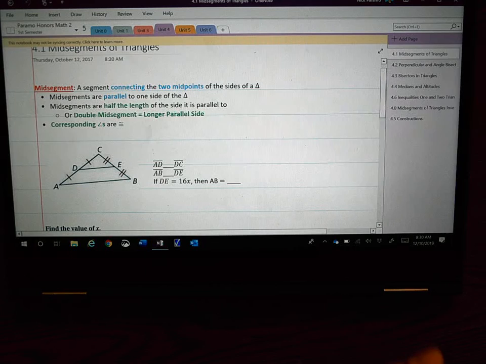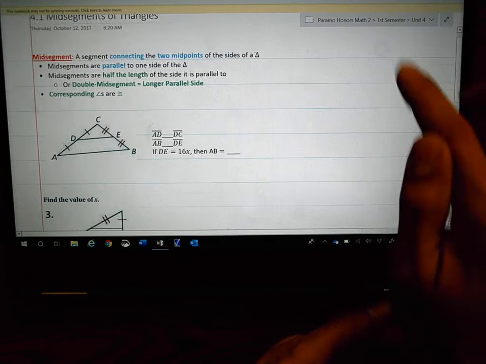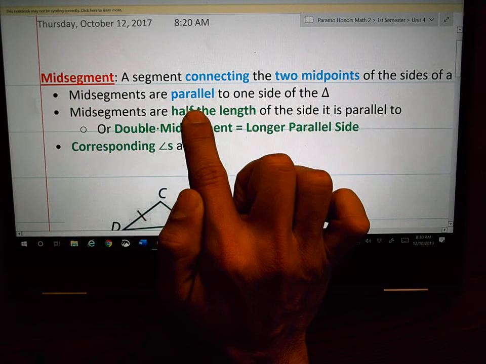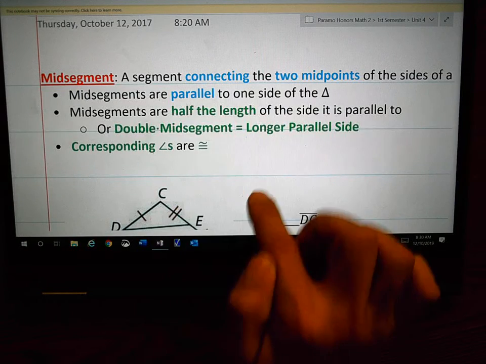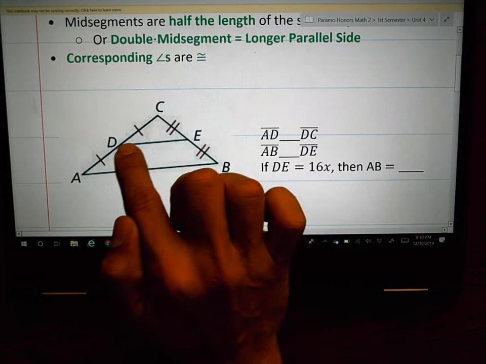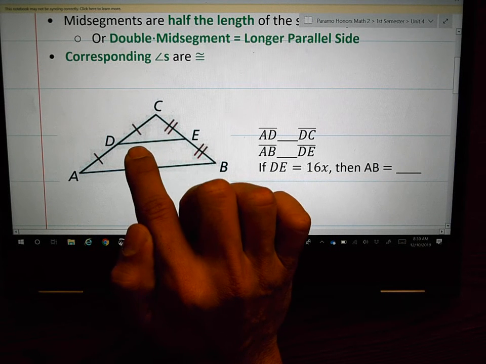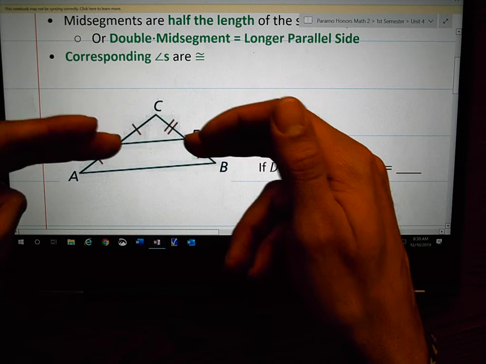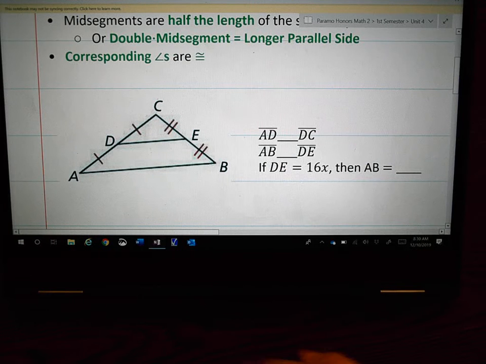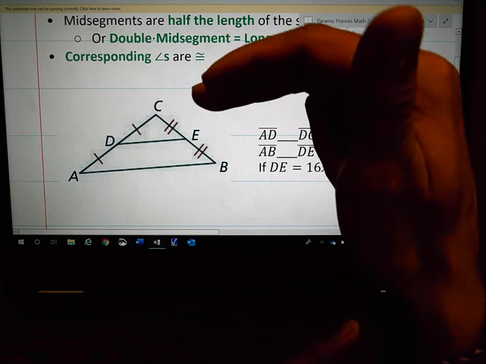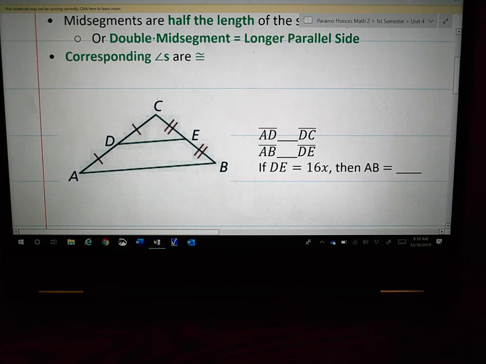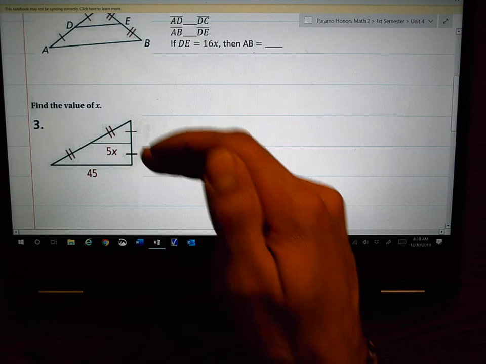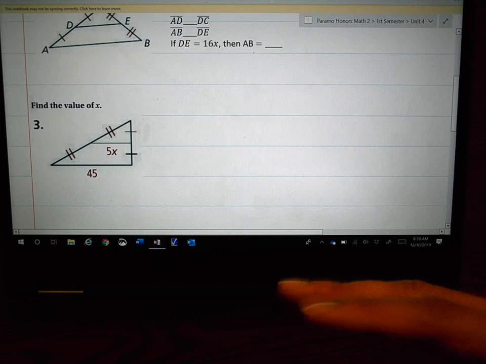Midsegments had two very specific properties. They were parallel, and they were also half the length of the side it's parallel to. Meaning this middle piece, this midsegment, if you doubled it, it would be equal to the bottom. They are not the same as each other. This is half of that distance of the side it is parallel to. A triangle midsegment was the first concept in Unit 4. We had a variety of problems where you had to double the midsegment to equal the side it was parallel to.